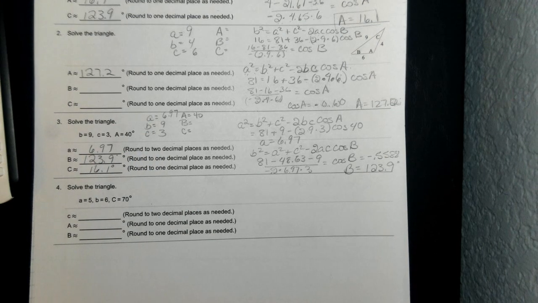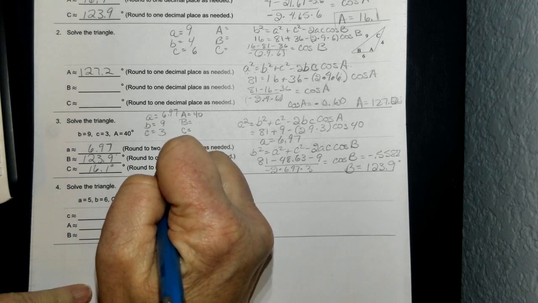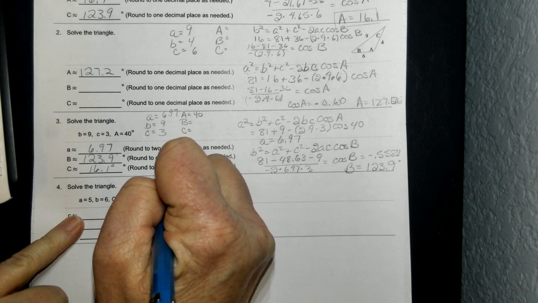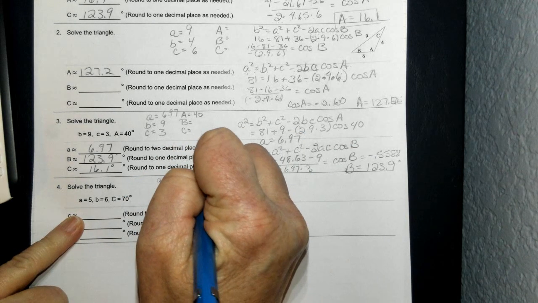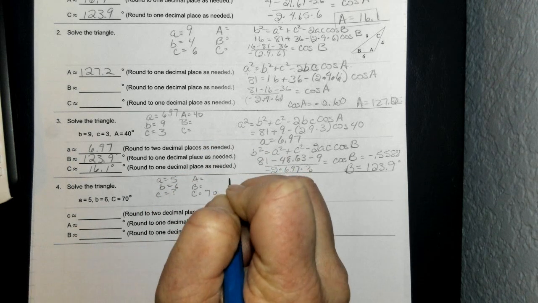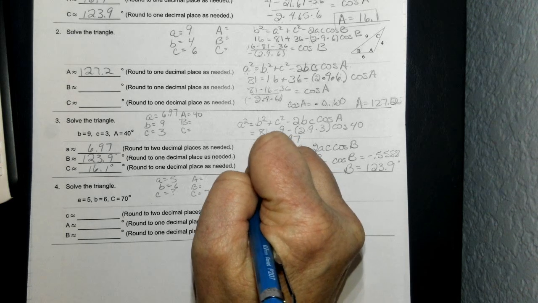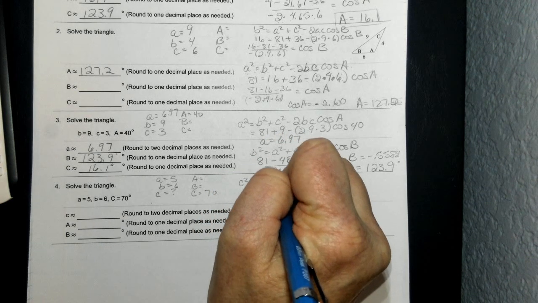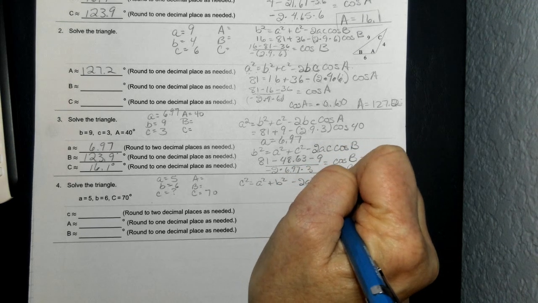All right, let's look at number 4. One more time. We're getting good at this, I hope. That's the whole point. So we have a equals 5, b equals 6, and we don't know c, A, or B, but we know angle C equals 70. Okay, so let's find c first. c squared equals a squared plus b squared minus 2ab cosine C.